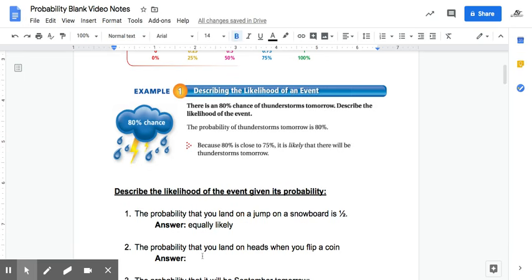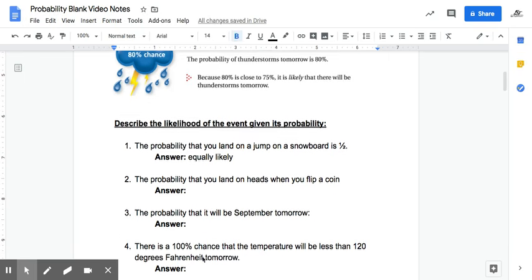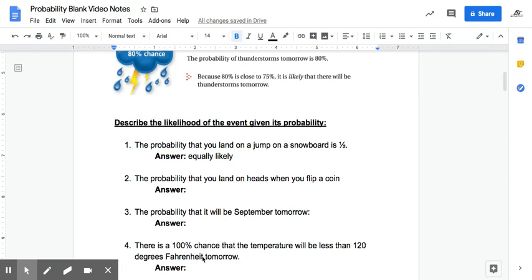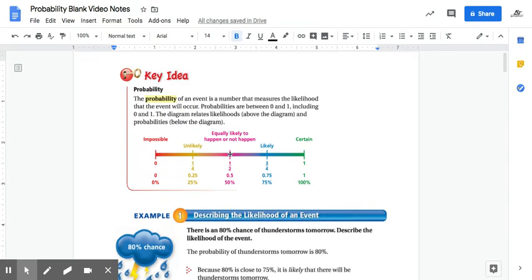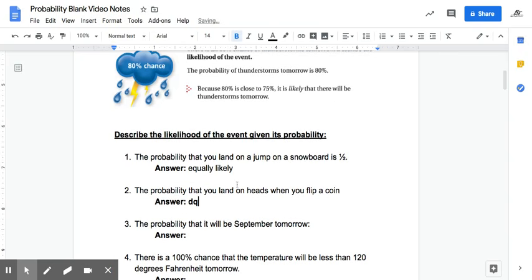Number 2, the probability that you land on heads when you flip a coin. Well, think about that. If I flip a coin, it has 2 sides, heads or tails. I have that 50% chance of landing on heads. Again, that's right in the middle here. So we are going to say that this also is equally likely.